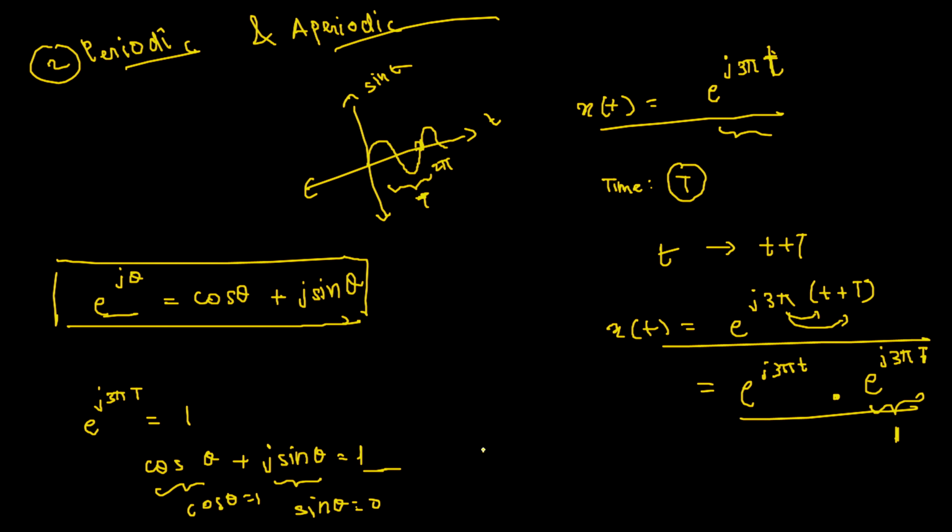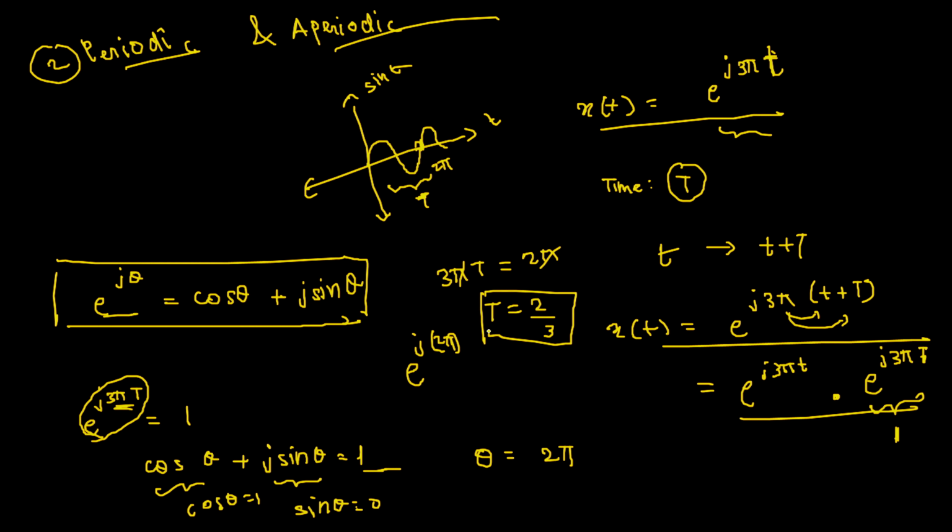And this is achieved when theta is equal to 2 pi, right? So basically I need to get e to the power j into 2 pi for the entire term to be equal to 1, right? And what do I have here? 3 pi into t is equal to 2 pi. So pi gets cancelled and my t comes out to be 2 by 3. So this is the time period of this particular function.